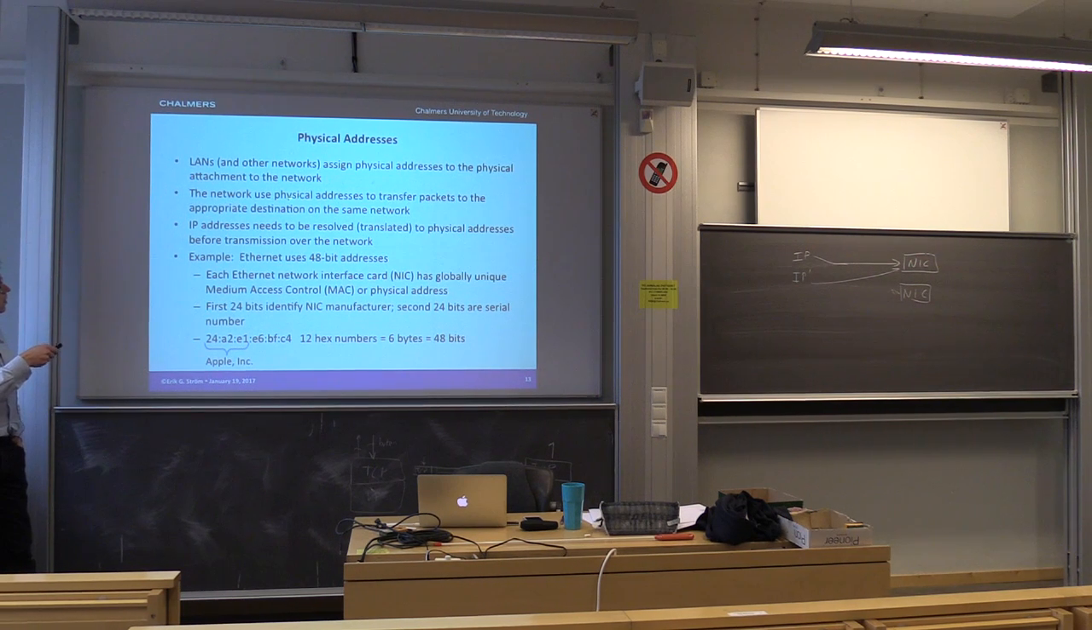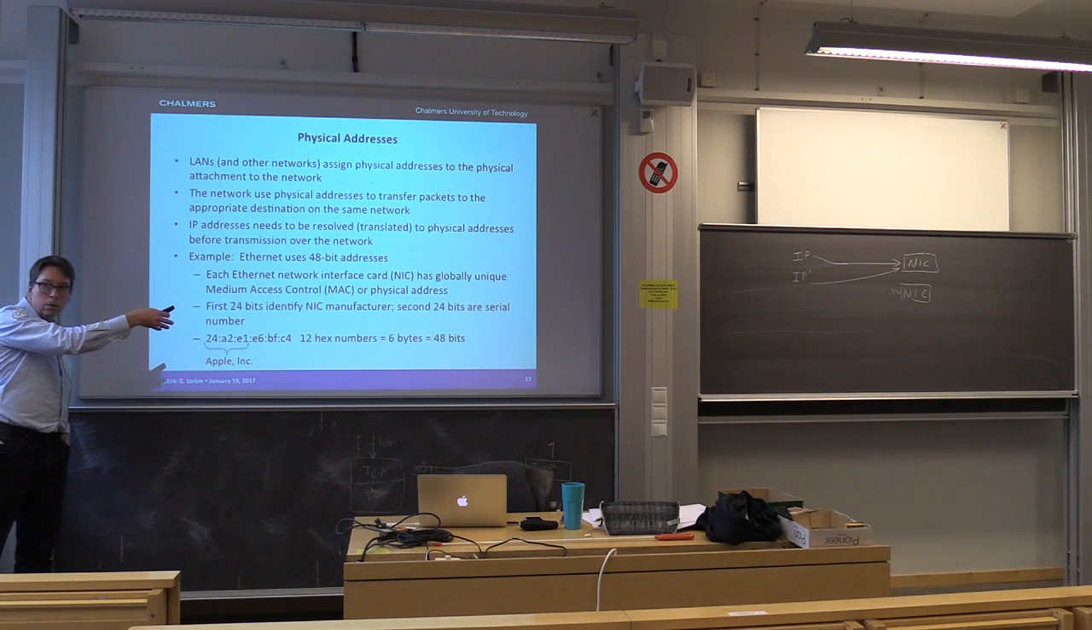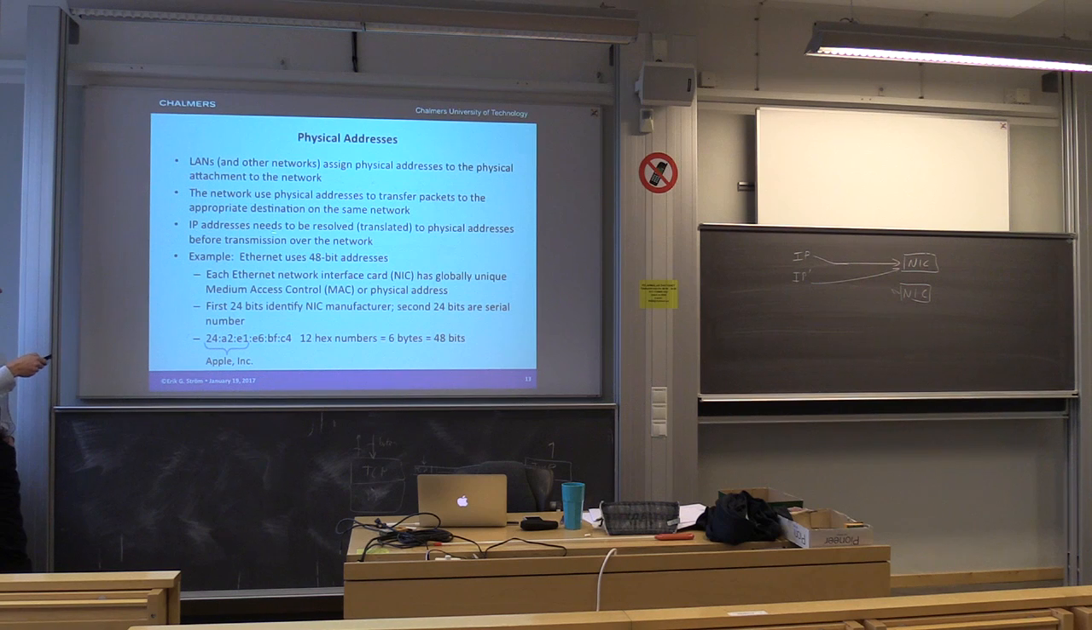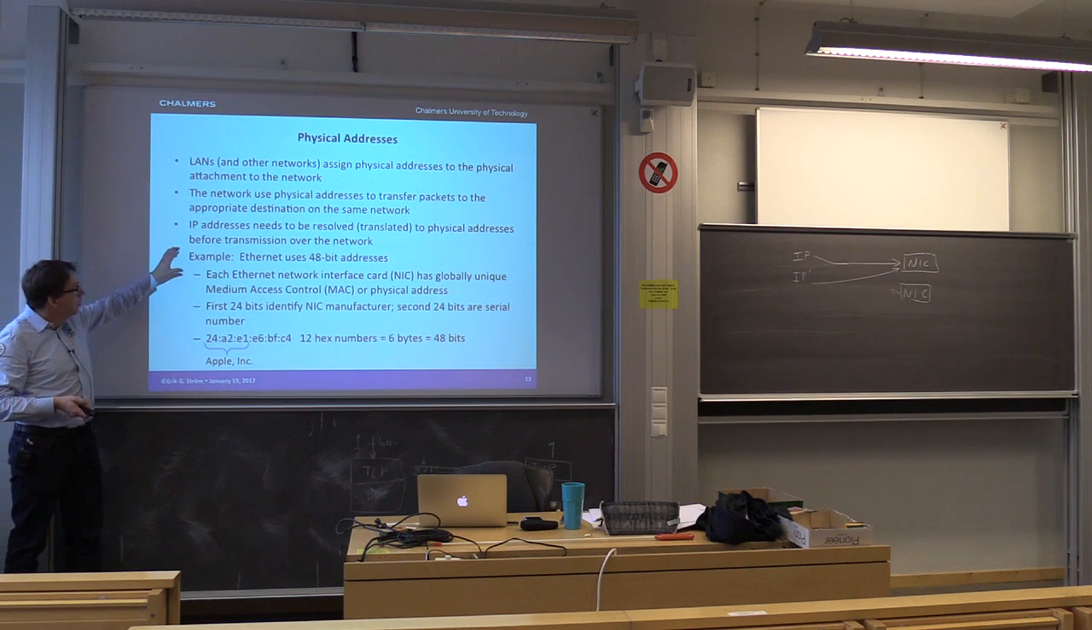So the network itself uses physical addresses to transfer packets over that network, possibly to a host which is on that network or to a gateway to get to the next network. IP addresses therefore need to be resolved to physical addresses as they go over the network. One typical such physical address is an Ethernet address. An Ethernet card has a 48-bit address. Each Ethernet card, this network interface card, has a globally unique medium access or physical address.